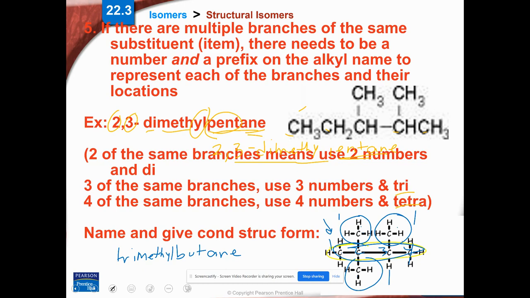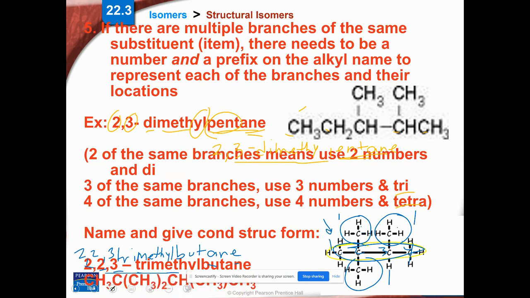I have to give a number for every single branch. So it's 2, 2, 3. You cannot just assume the reader knows that if I said 2, 3 trimethyl, one of them would be on carbon number 2. You have to give them each a number. So 2, 2, 3 trimethylbutane: on carbon number 2, carbon number 2, and carbon number 3. There are 3 1-carbon branches on a 4-carbon chain connected by single bonds.